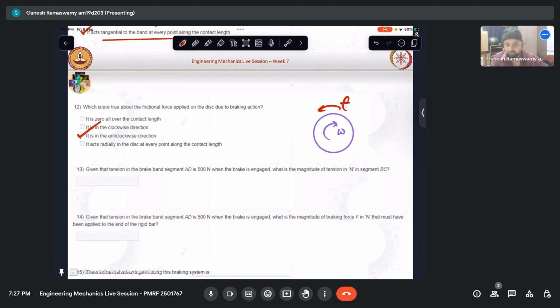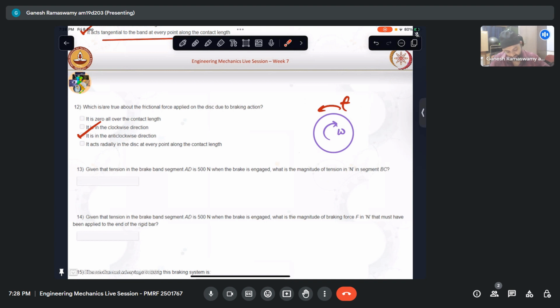And the last option says that it radially acts on the disk. We can see that if this is the disk, radially acting would imply this way. It is not radially acting, but it is actually tangentially acting, perpendicular to the normal to the surface drawn at each and every point. So if I have this disk like that, I have the normal to that surface drawn like that. So normal to that surface would imply that it is radial. If it is perpendicular to the normal, it would imply that it is tangential. So at each and every point over the contact length, over the lap length, the frictional force is getting applied onto the disc as a braking force in the counterclockwise or anti-clockwise direction. Okay, good.